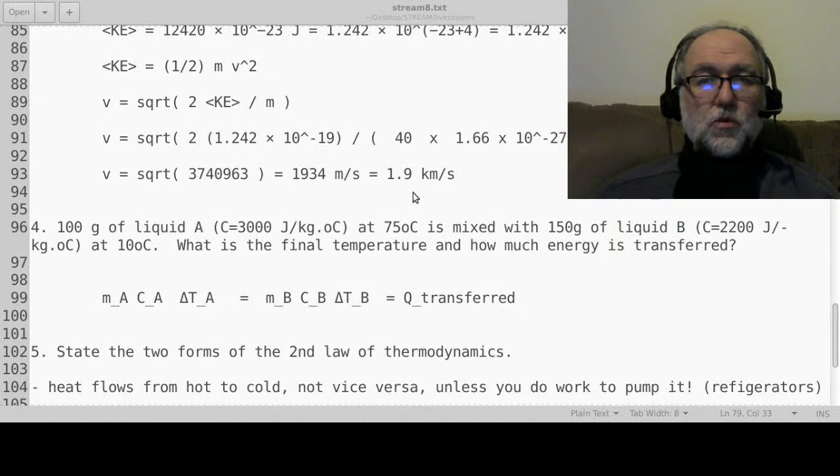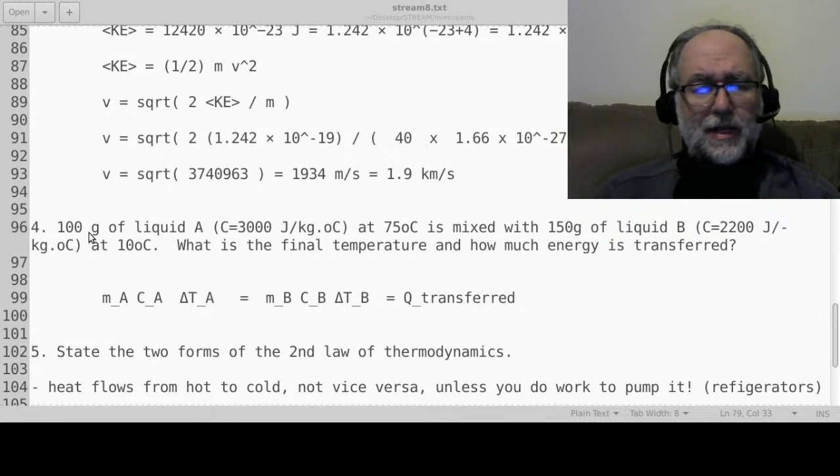Okay, so this one is another one that causes some difficulties, and basically it's a mixing of two liquids. I have that on the assignment with water and alcohol, but here I just chose two different liquids, I just call them liquid A and liquid B, and I made up some numbers.